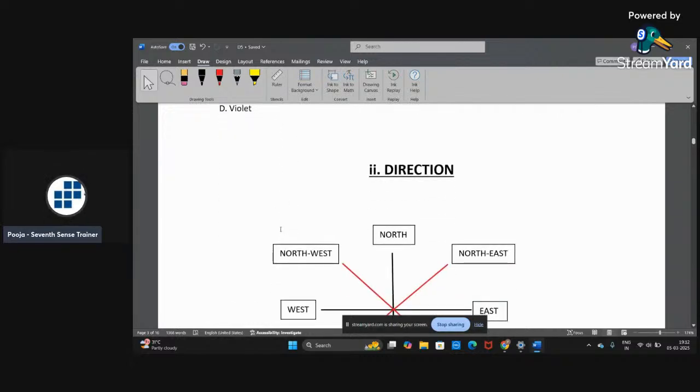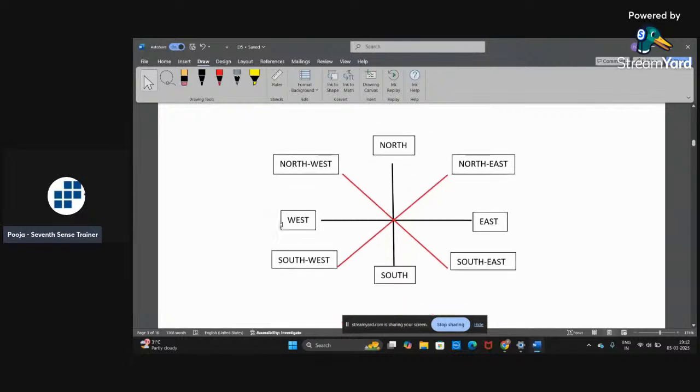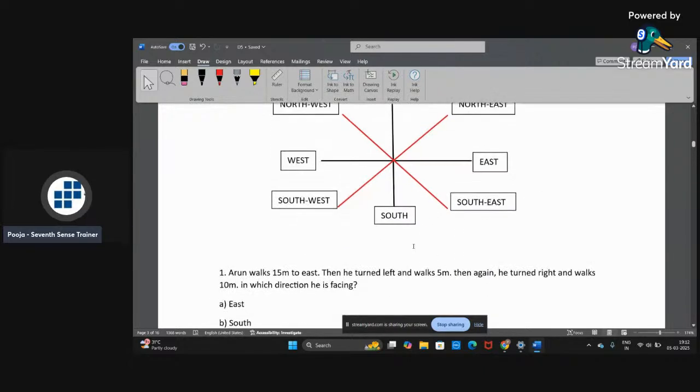Now let's move on to topic direction. Here there are 8 directions in that: north, south, east, west as main direction, northeast, southeast, southwest, northwest are your sub direction. Totally based on these 8 directions, we are going to solve the problems.